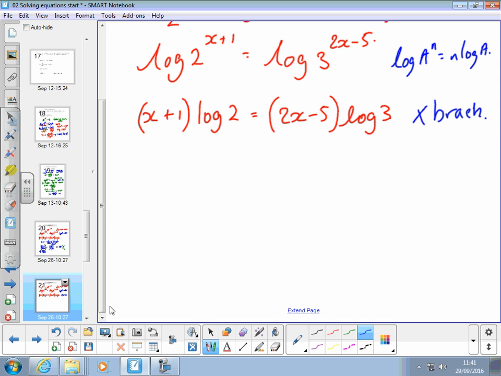Log 2. Why is it log 2 squared? Remember, let's just go back a step. Log 2 is a number, right? If you push log of 2 on the calculator, what do you get? 0.3, right? So log 2 is 0.3. If I wrote 0.3 times x plus 1, what would you tell me it is when I multiply the brackets out?